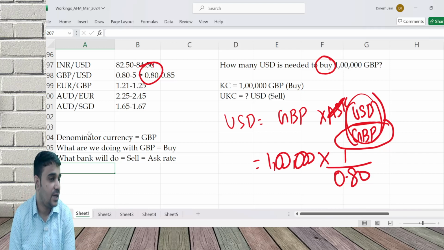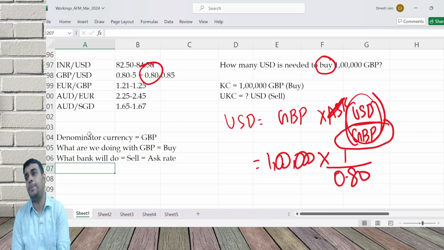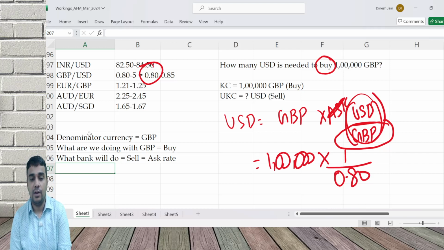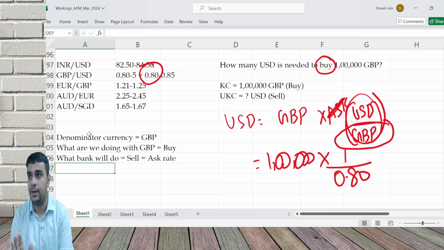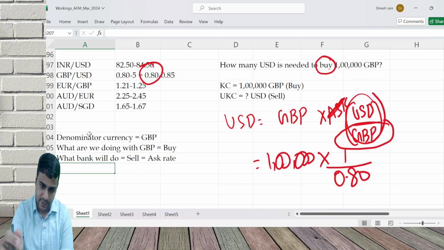I don't have USD per GBP. I use GBP per USD, which is 1 by bid. Any doubts in this? I'll do at least 10-12 examples here so that you get a grip on this. After that, if you are complicating, I cannot help it. As long as you are able to go through the rules properly, the answer will 100% come. What's the answer?